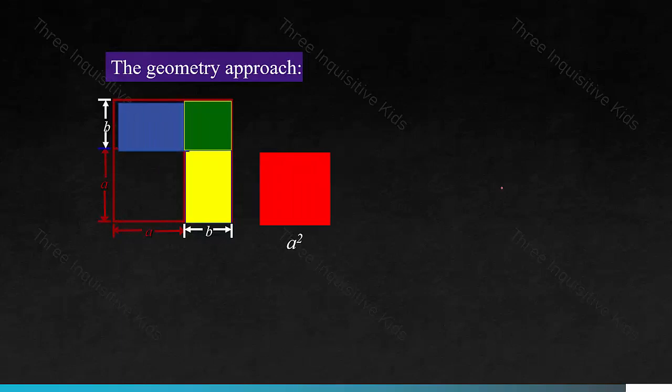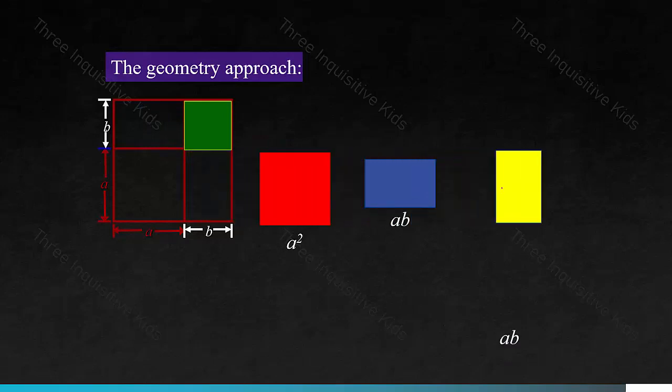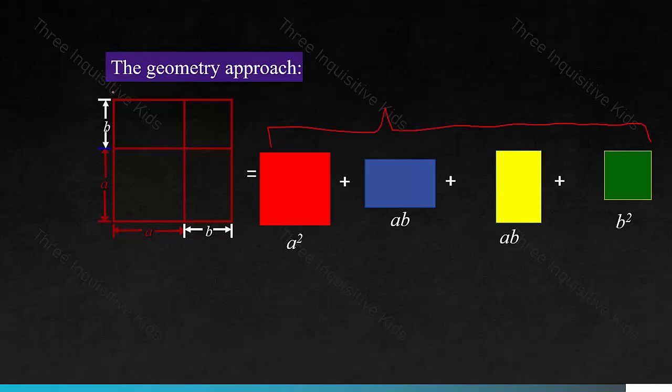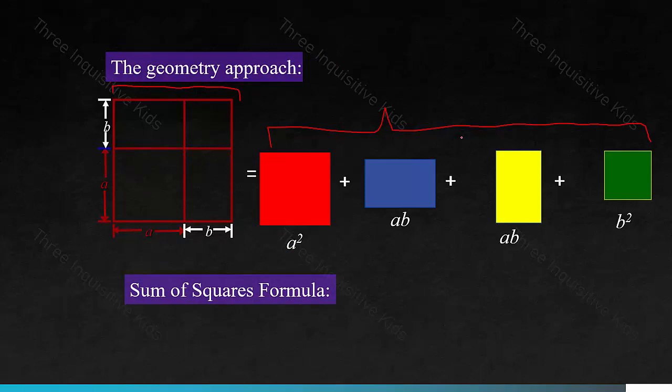This is a squared. The area of this rectangle is ab. The area of this rectangle is ab, and the area of this square is b squared. Added together, they would equal the entire area of this square. So this is the sum of squares formula. A plus b squared equals a squared plus 2ab plus b squared.